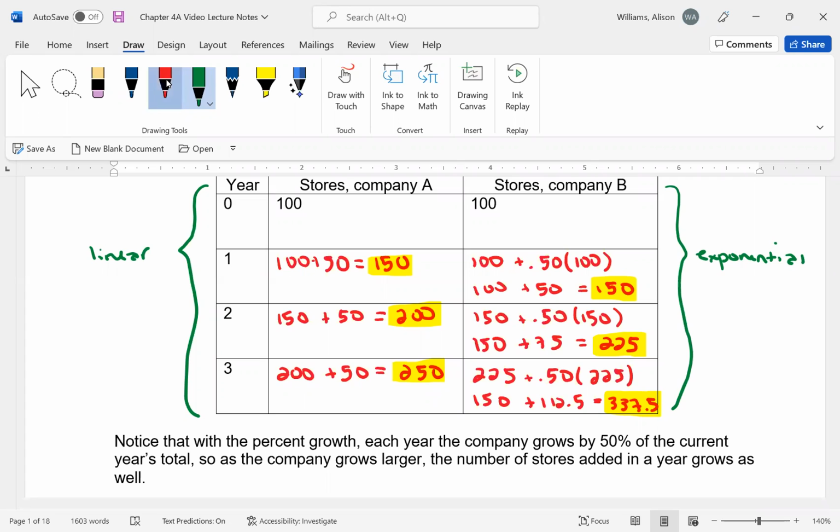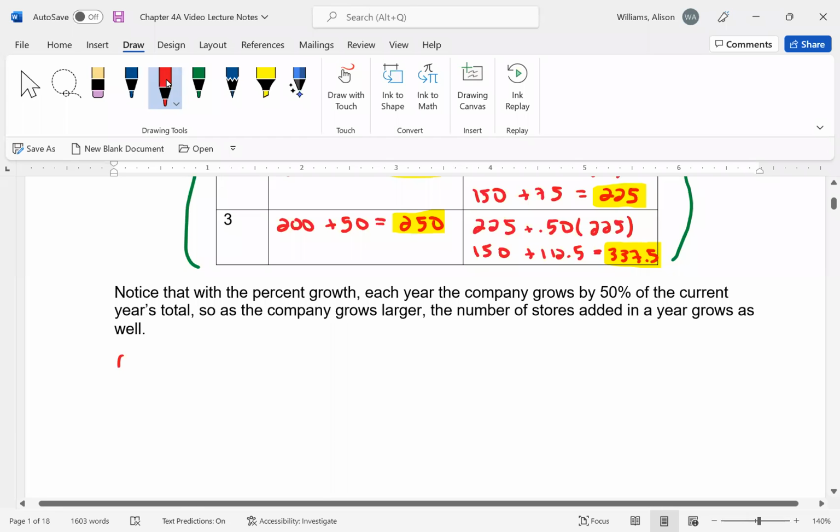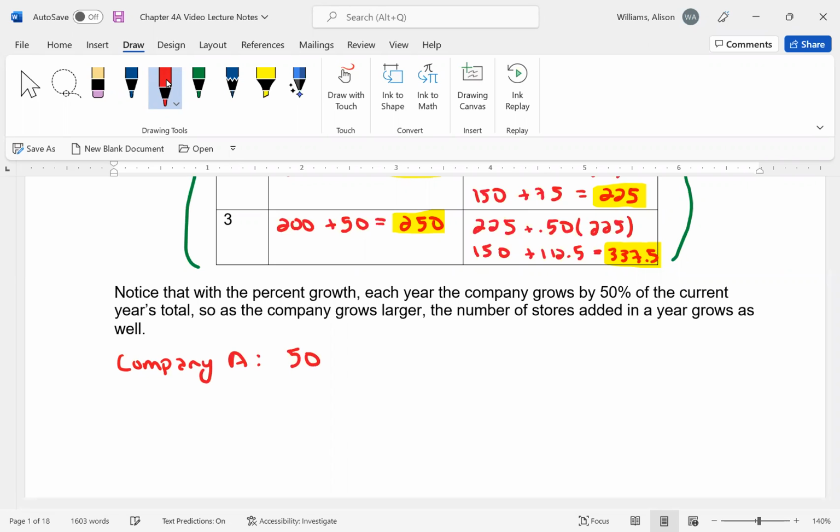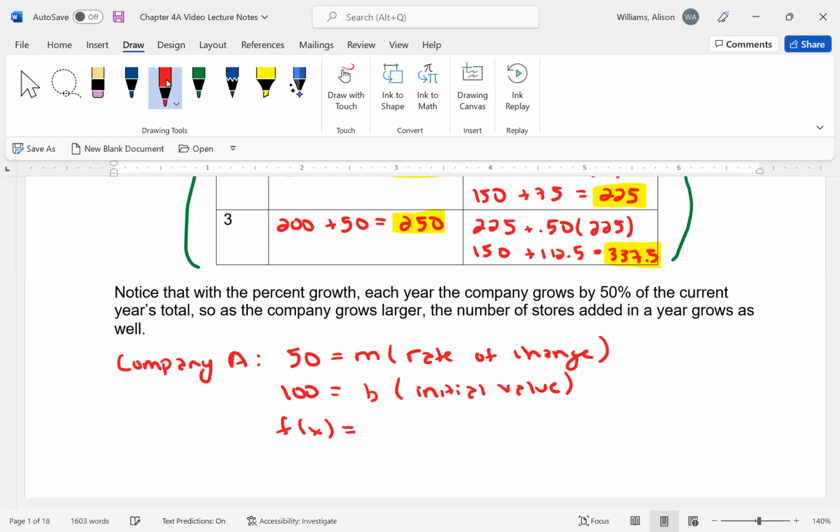So what we want to do is look at a couple of equations for this. So for company A, that equation is not too complicated. For company A, we had that every year it's changing by 50. So that's a rate of change, which we would call the slope. And then the starting value of 100, that would be our y-intercept, our initial value. So as an equation, it would be f of x equals, I'll use f of x instead of y, since we're going to call these exponential functions, f of x equals 50x plus 100.